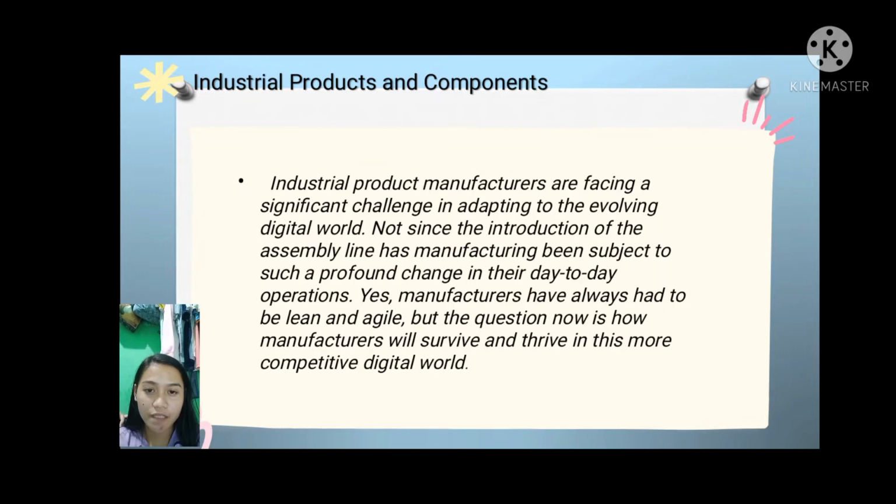Industrial products manufacturers are facing a significant challenge in adapting to the evolving digital world. Not since the introduction of the assembly line has manufacturing been subject to such a profound change in day-to-day operation. Yes, manufacturers have always had to be lean and agile, but the question now is how manufacturers will survive and thrive in this more competitive digital world.